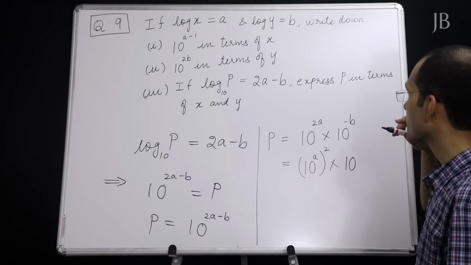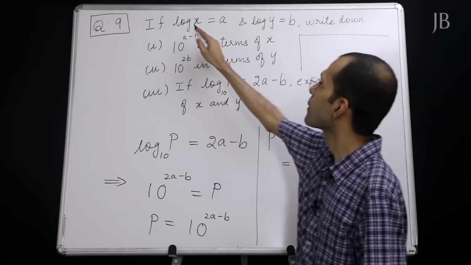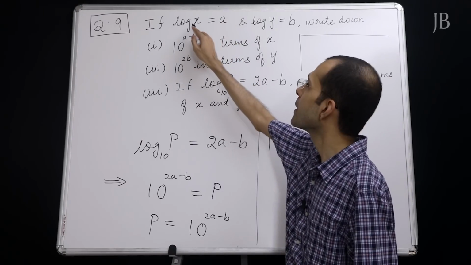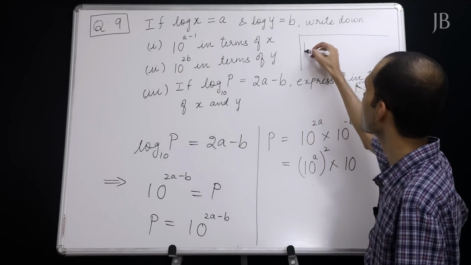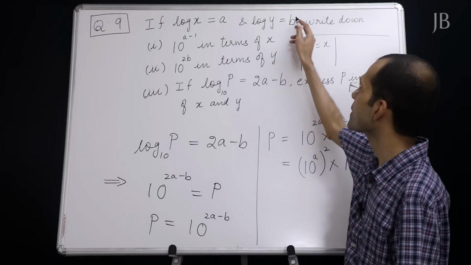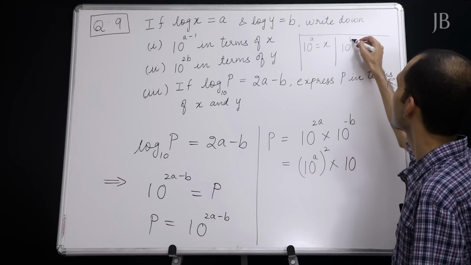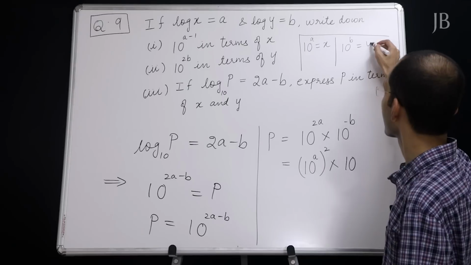Okay. Now, we have the value of 10 raised to b. I will again write it down here if you want. Log x is a. So the base is 10 here, so 10 raised to a will be x. And log y is b. Base is 10, so 10 raised to b will be y. Okay.